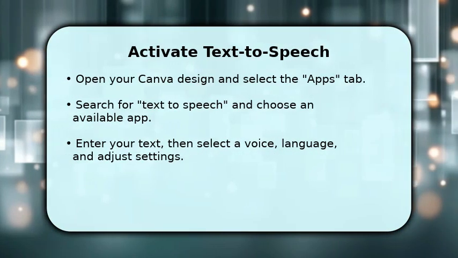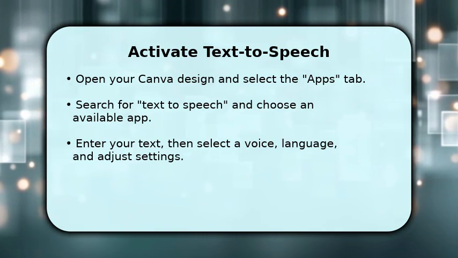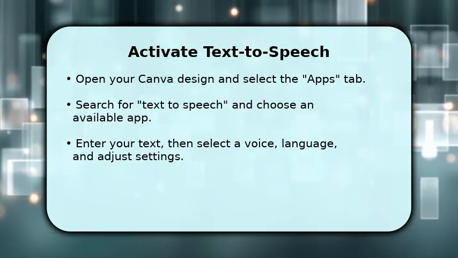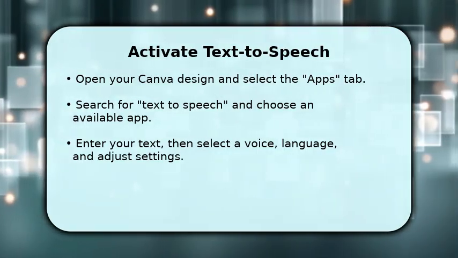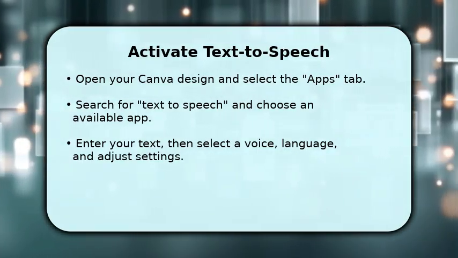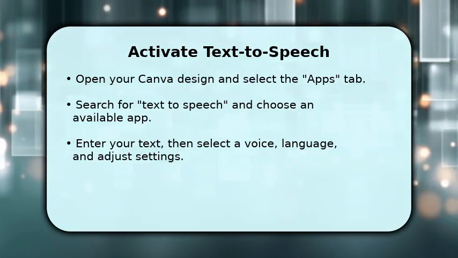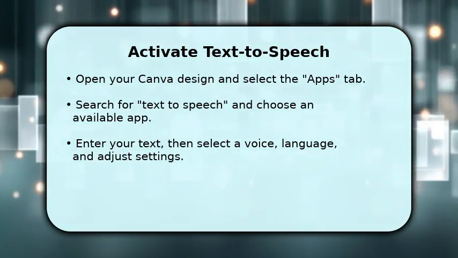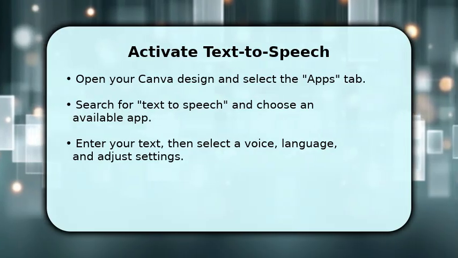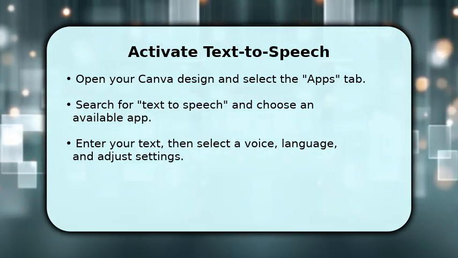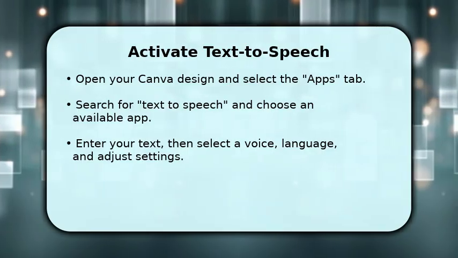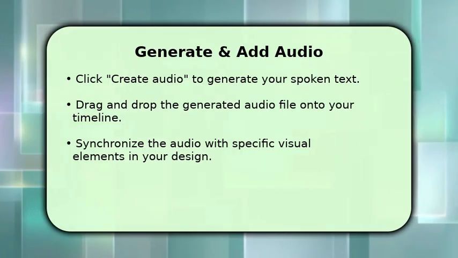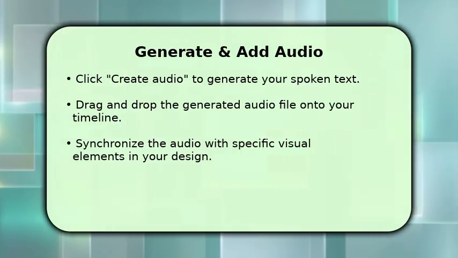To get started, open your Canva design and navigate to the Apps section in the sidebar. Search for text-to-speech and select one of the integrated applications. Once opened, simply type or paste your desired text into the provided box. You can then choose from a variety of AI voices, select a language, and fine-tune the volume, speed, and pitch to match your project's needs. After customizing your voice settings, click Create Audio to generate the spoken version of your text.